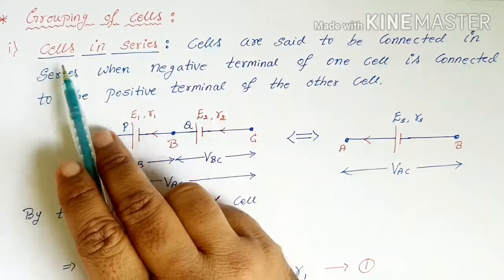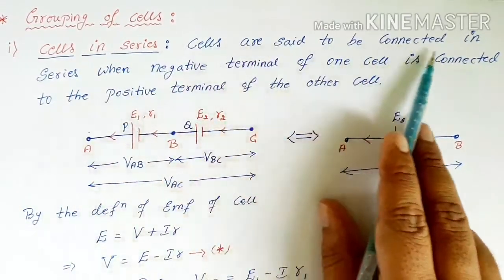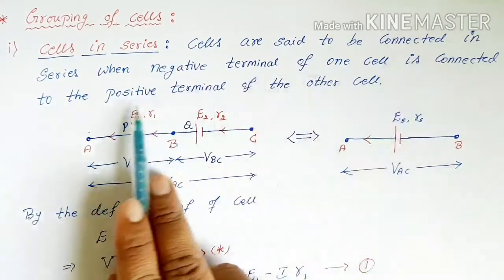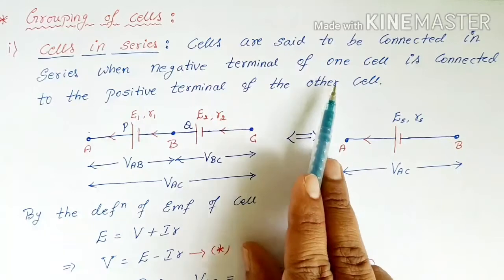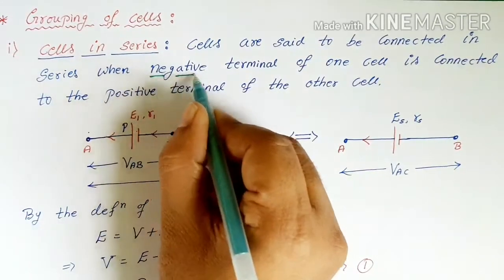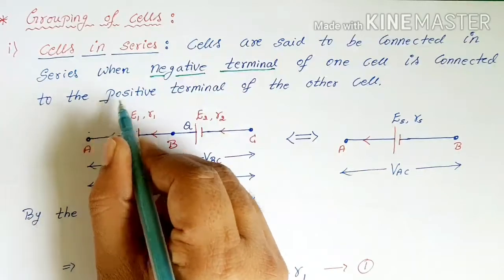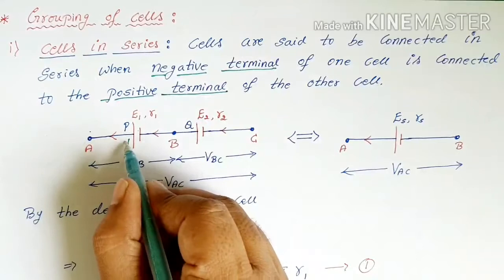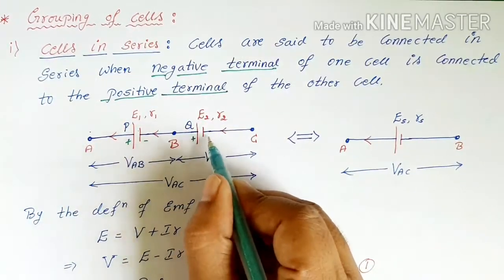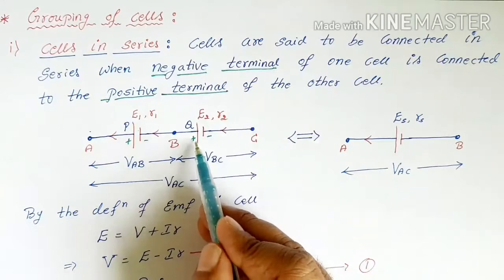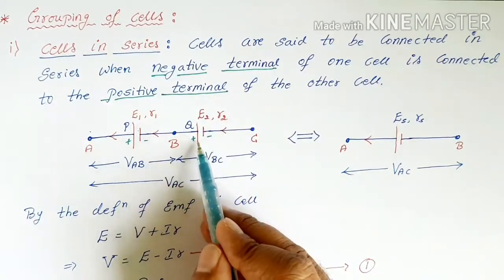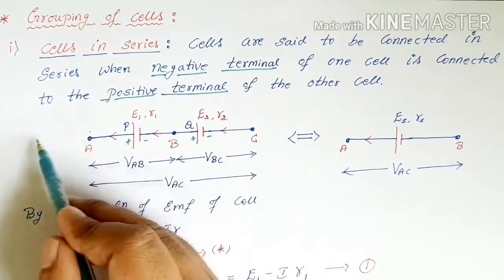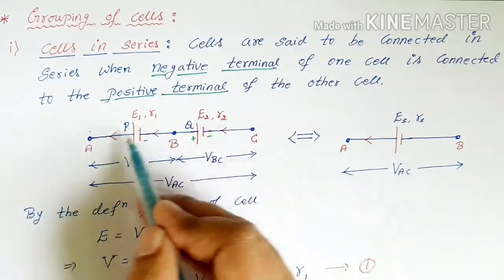The first combination is cells in series. The cells are said to be connected in series when negative terminal of one cell is connected to the positive terminal of the other cell. Okay, very important. Negative terminal of the one cell should be connected to positive terminal of the another cell. You can observe here, this is a positive terminal, negative terminal, and here is a positive and this is a negative. The positive terminal of the Q cell is connected to negative terminal of the P cell.